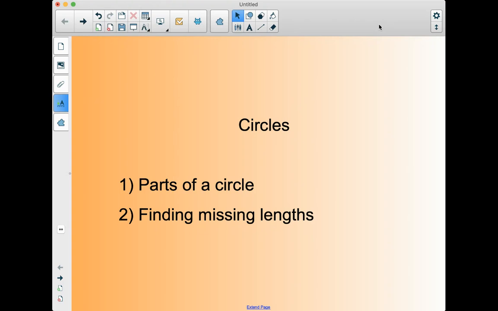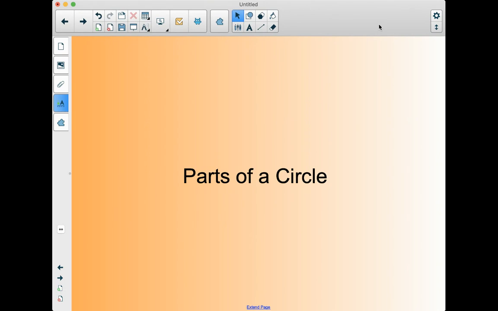Hey everyone, for this video we're going to focus on circles. We're going to learn two different things. One is the parts of a circle, and number two is finding missing lengths. So the first part is parts of a circle.